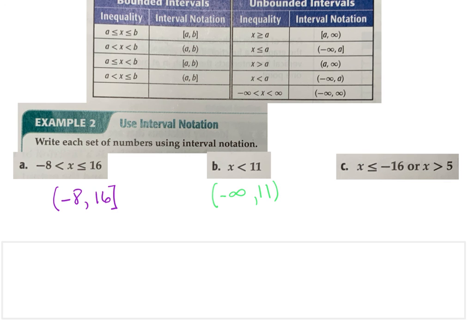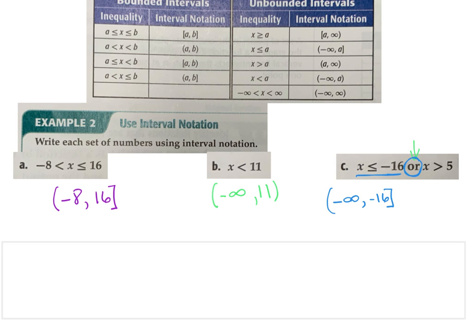Now let's say I have a statement with an "and" or an "or." If you have an "and" or an "or," you're going to use your union and intersection notation like we did in the last chapter. So for this one, I'm going to do interval notation. x is less than or equal to -16. Remember, with less than or equal to, I'm going to use negative infinity. So I'm going to say negative infinity and -16. Infinity is always open. Is it inclusive of -16? Yes, so I'm going to use a bracket there.